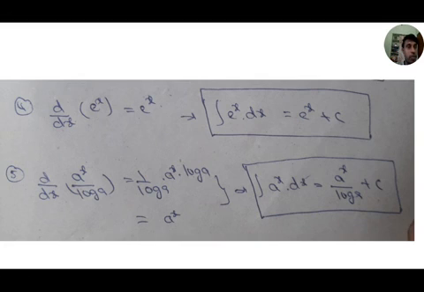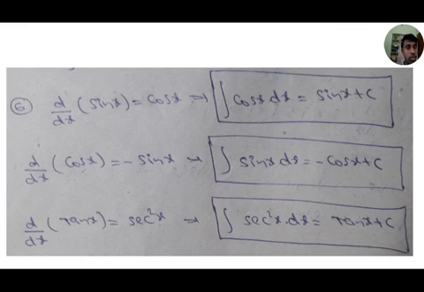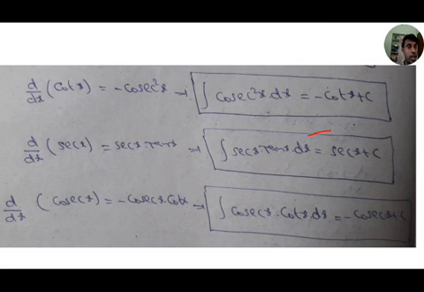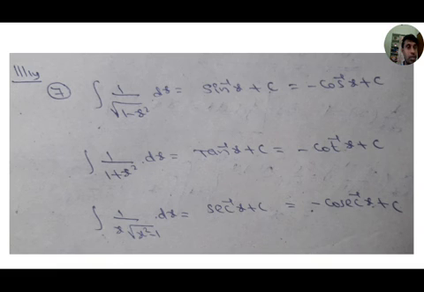Integration of e to the power of x dx equals e to the power of x plus c. Integration of a to the power of x is a to the power of x by log a. Integration of cos x is sin x plus c. Integration of sin x is minus cos x plus c. Integration of sec square x is tan x plus c. Integration of cosec square x is minus cot x plus c. Integration of sec x into tan x equals sec x plus c. Integration of cosec x into cot x equals minus cosec x plus c.